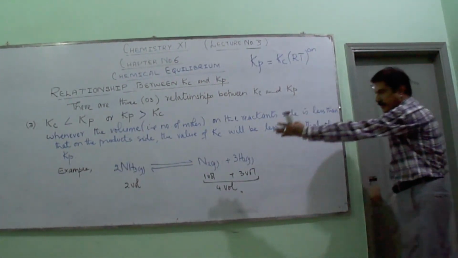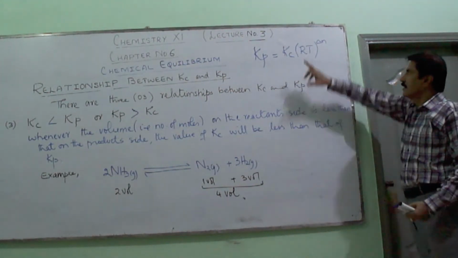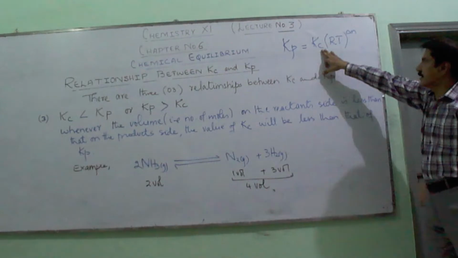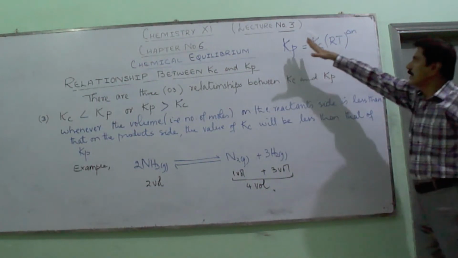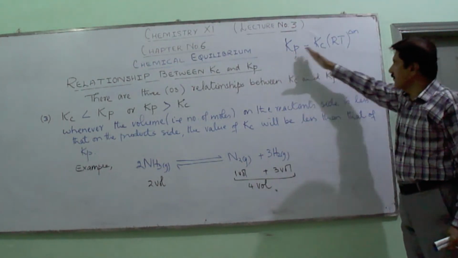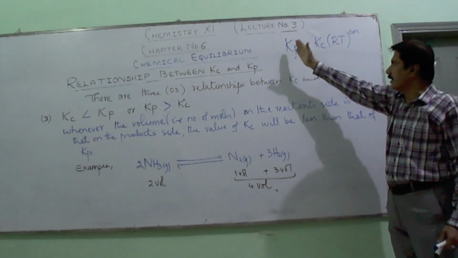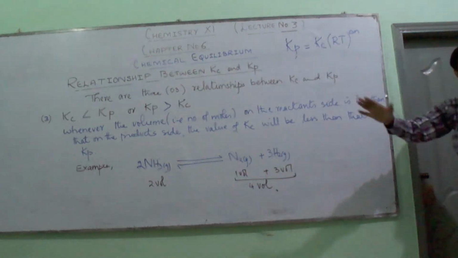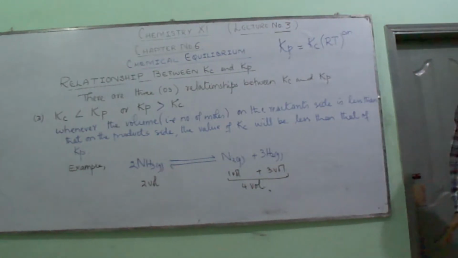So delta N is the change in number of moles or difference of number of moles. You can calculate it by looking into the balanced equation. R is the universal gas constant, T is the absolute temperature, Kc will be given to you in the question. You will be required to find out the value of Kp. So this is the formula by which you can find out the value of Kp using the value of Kc in the given equation or reaction.